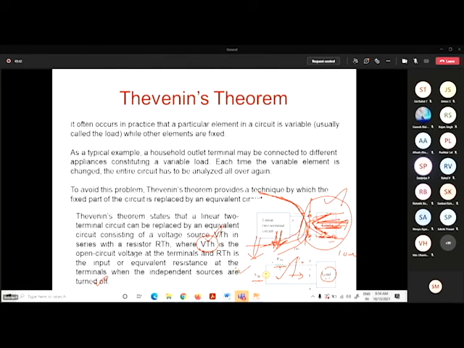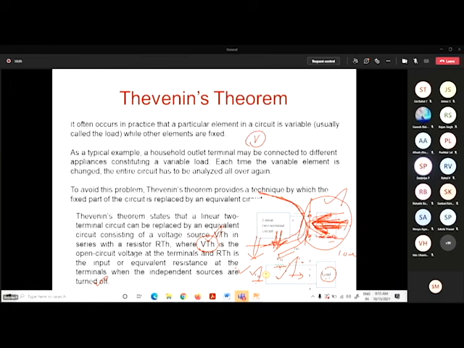So how do we find this VTH and RTH with respect to this load? Just remove this load and find out the open circuit voltage. That is nothing but VTH. And what is RTH? Again, with respect to these two terminals, what is the equivalent resistance by turning off all the sources?